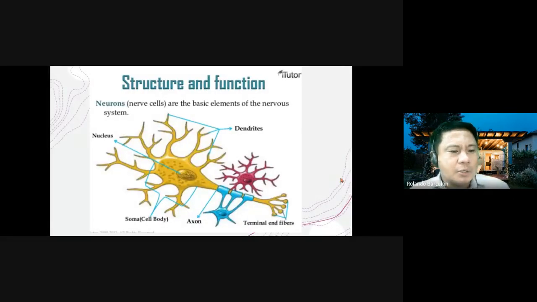And the structure of our neuron is this one. Yung medyo detalyado. Can you see it now?